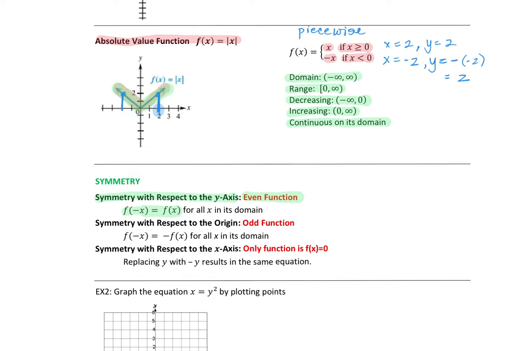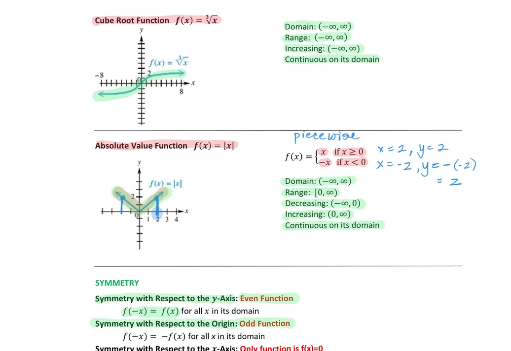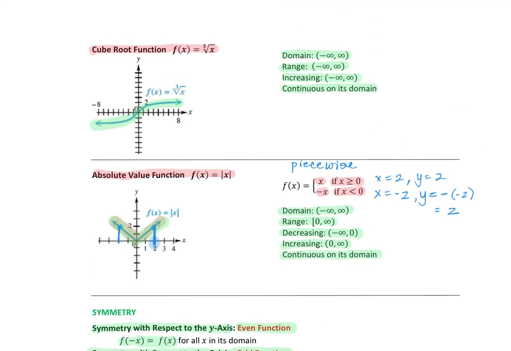So when we talk about symmetry with respect to the origin, that's a little bit more difficult to visualize. But if a function does have symmetry with respect to the origin, we say it's an odd function. An example of that would be this cube root function. This has symmetry about the origin.